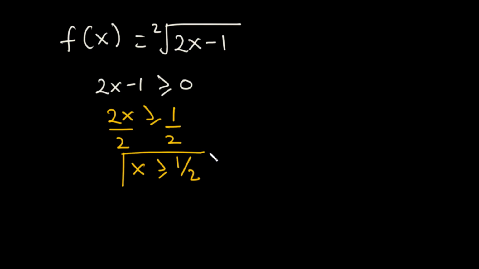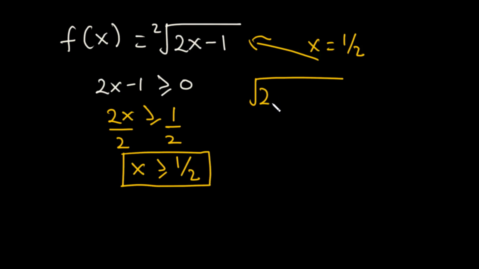This means that for the function to be defined, we need to have values greater than or equal to 1/2. So let's confirm our answer by putting x = 1/2 in this equation. So it's going to be 2(1/2) - 1, and then 2 times 1/2 is 1, minus 1 is equal to 0. The square root of 0 is equal to 0.